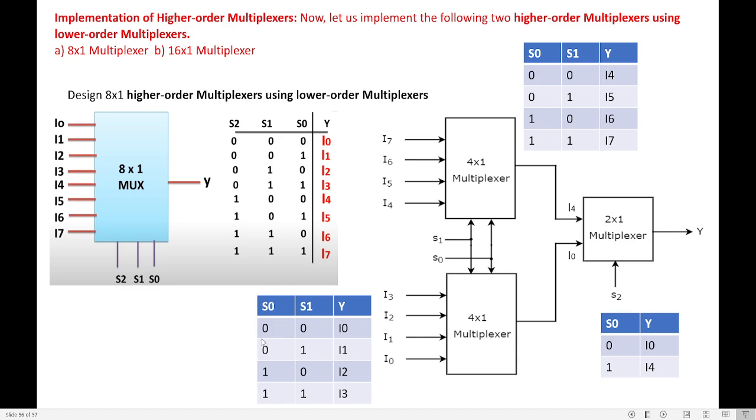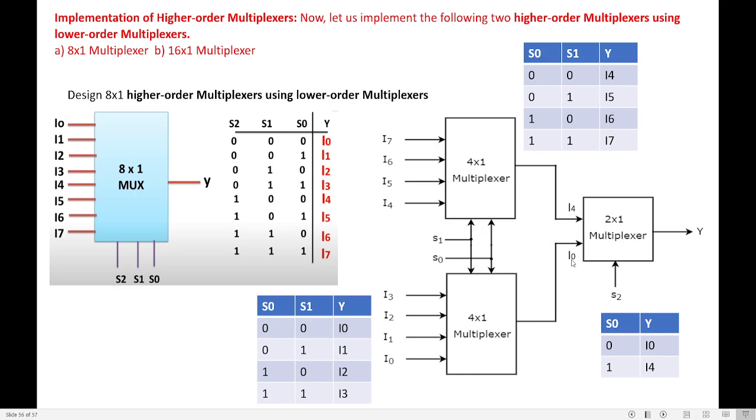Let us make S0 and S1 0, 0. If S0 and S1 are 0, 0, I0 will be forwarded to the output, so it will come as the output. Here in this case, S0 and S1 are 0, 0. What will come as output? I4 will come as the output, forwarded to the output.